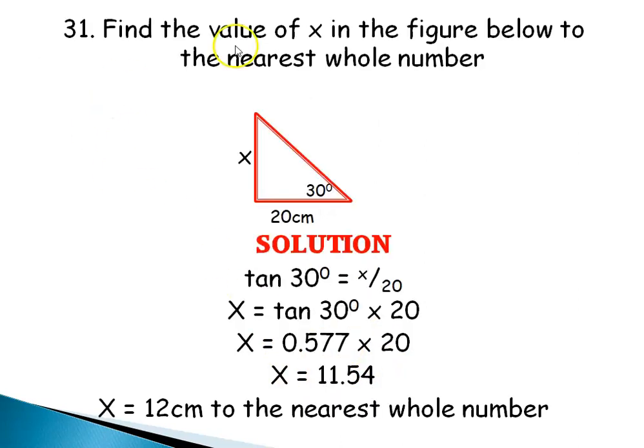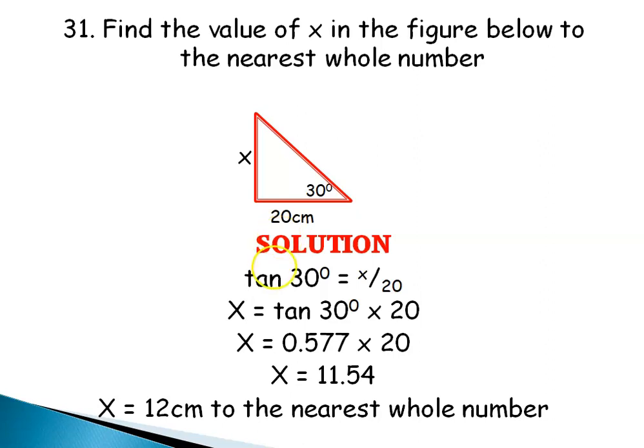Question 31. Find the value of x in the figure below to the nearest whole number. So we need to use trigonometry to solve this question. You have your angle, 30 degrees. You have the opposite side, x, and you have the adjacent, 20 centimeters. Now, which trigonometry ratio would you use when you have your opposite and your adjacent?